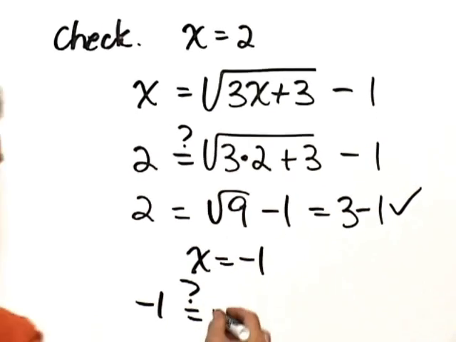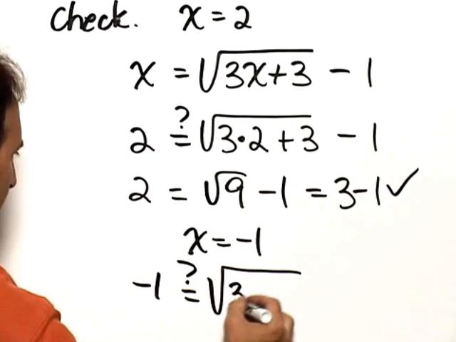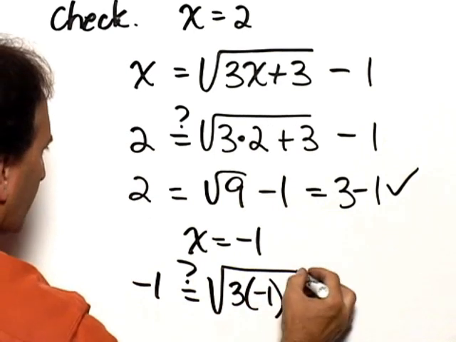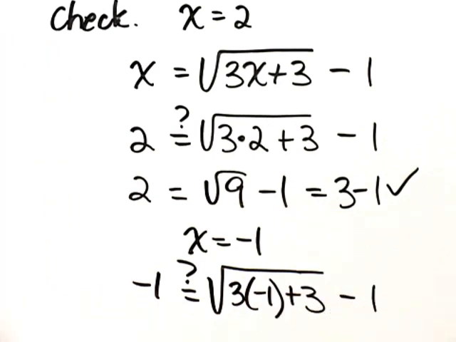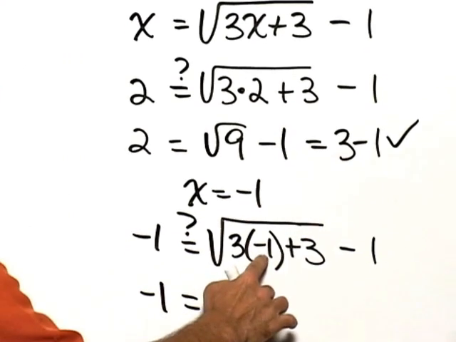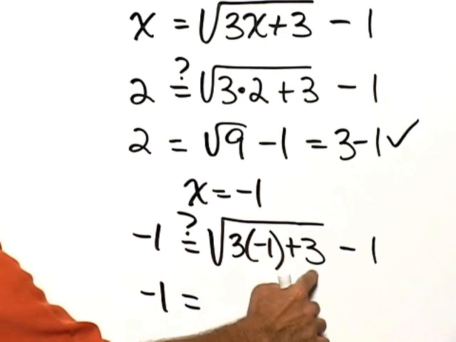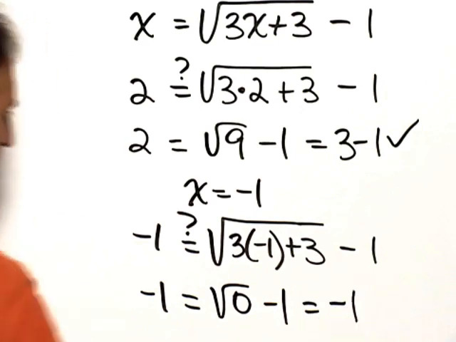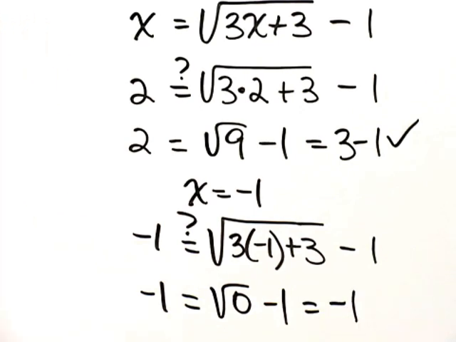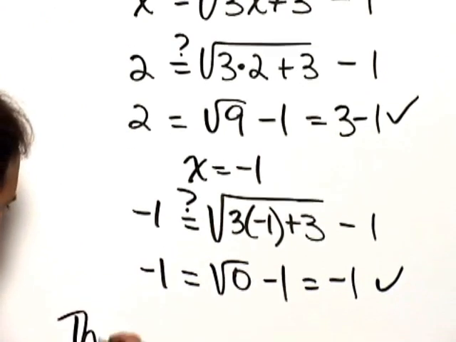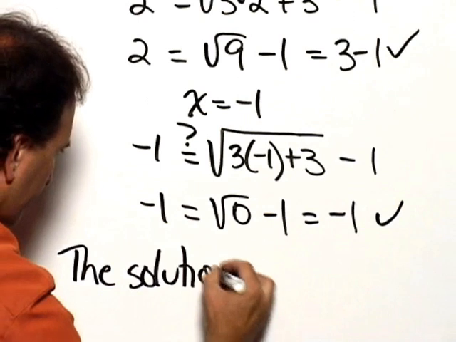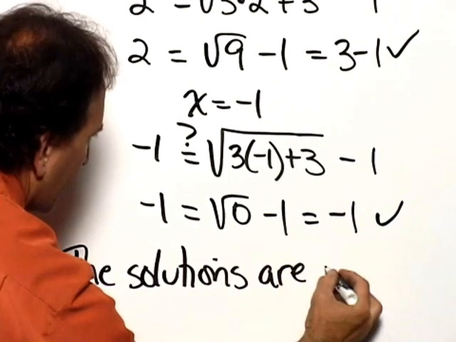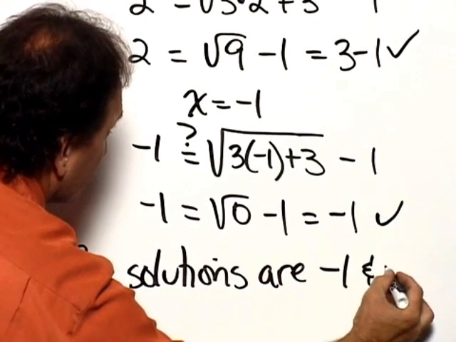Does that equal the square root of 3 times negative 1 plus 3 minus 1? So negative 1 equals 3 times negative 1 is negative 3 plus 3 is 0. So this is the square root of 0 minus 1, which of course is equal to negative 1. And so it also checks, both numbers work. So the solutions are negative 1 and 2.